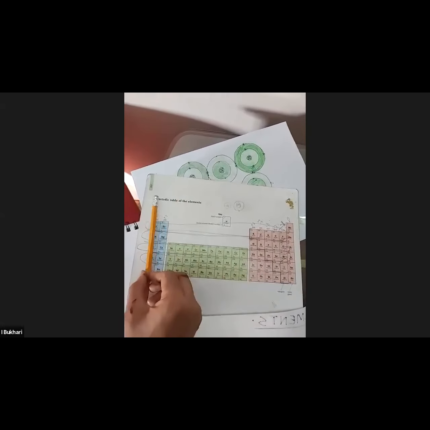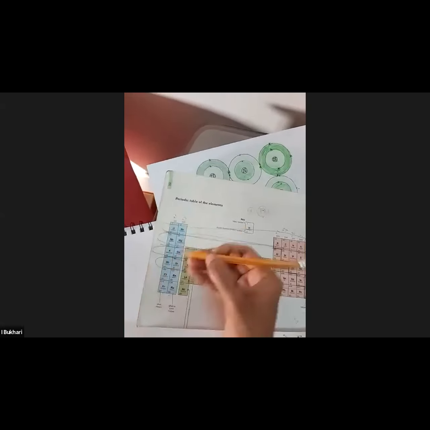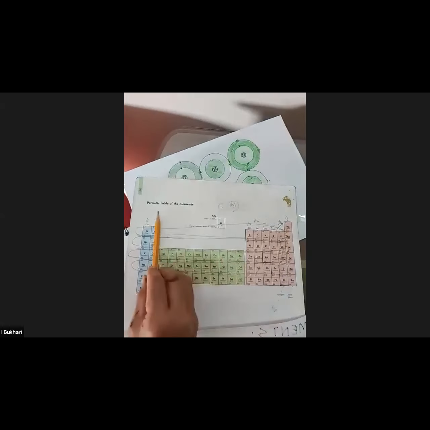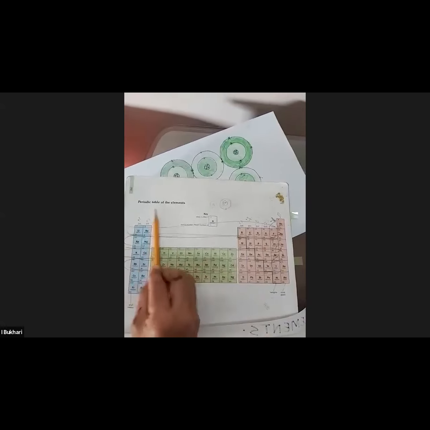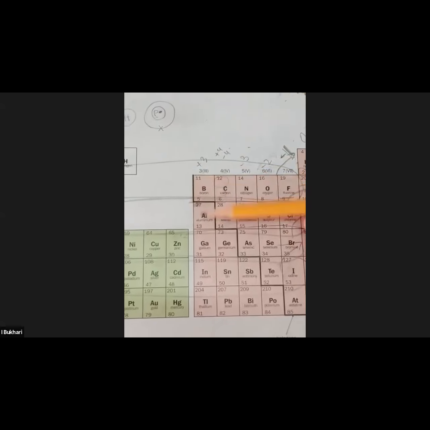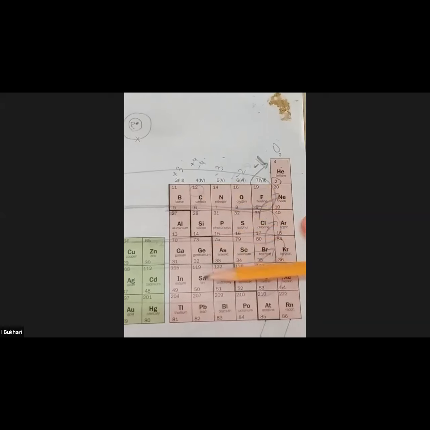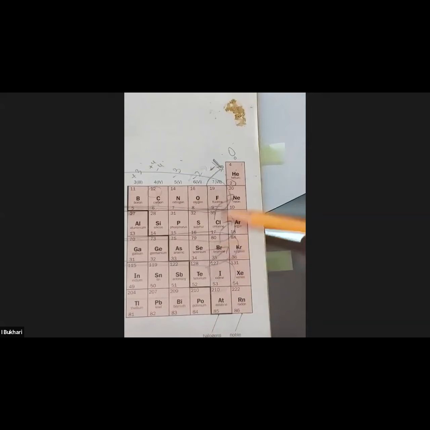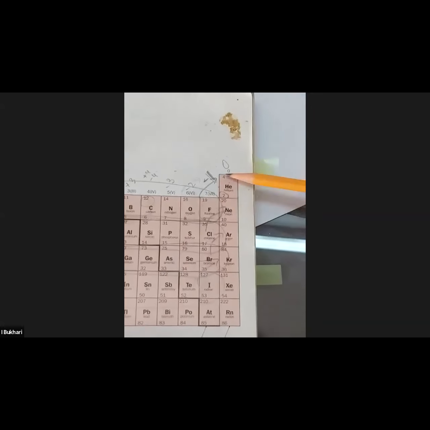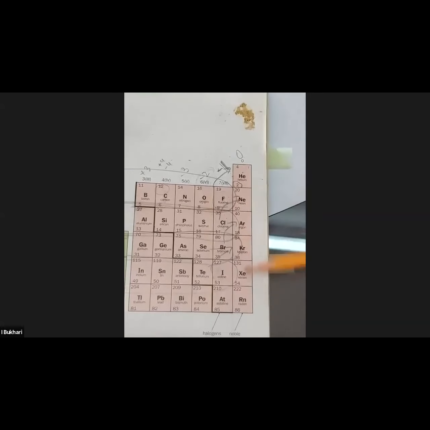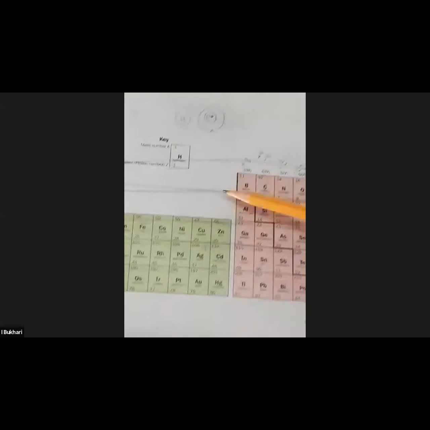And they have named it as group one. This whole thing is group one. Group two, okay? These, we will skip them. Group three. This is group three. Group four. Group 5, group 6, group 7, and this is group 8 or group 0. This is called group 8 or sometimes group 0, but there are 8 groups.